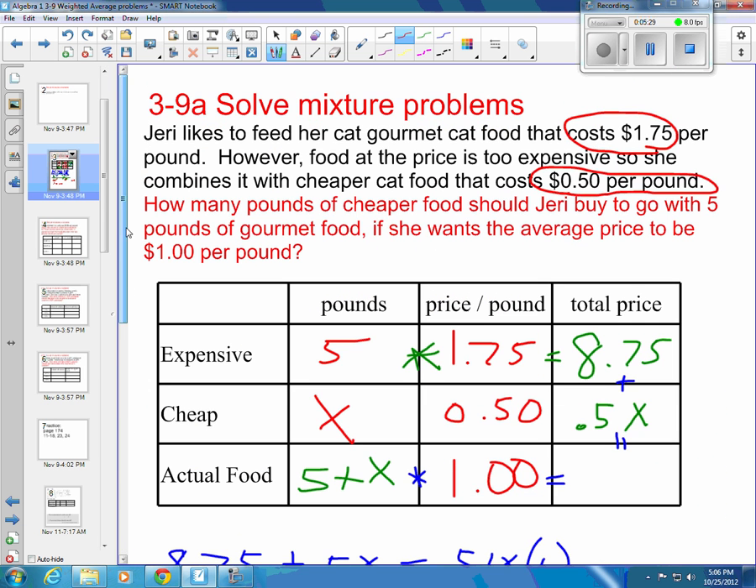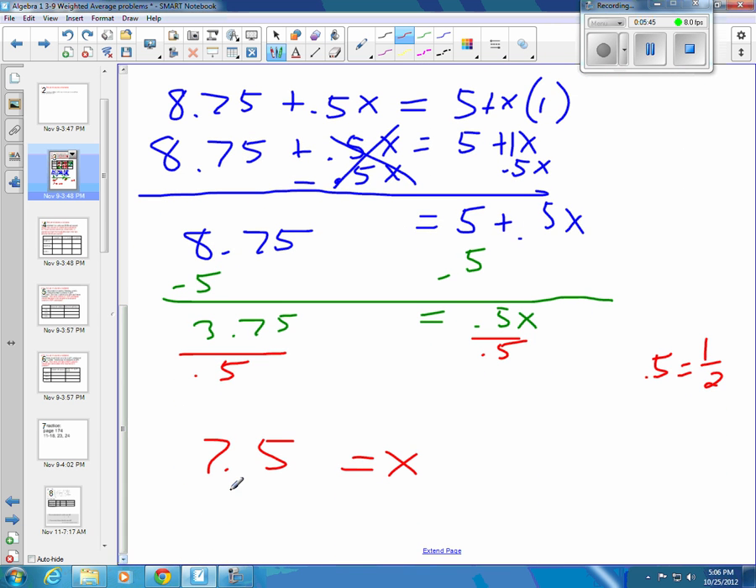We need to go back and reread the question and find out what we needed. So we want to know, how many pounds of cheaper food should Jerry buy? Well, here's our cheaper food, and this is our pounds. So x should be how many pounds we need. So we've got our answer. We just need units. So this is 7.5 pounds. And that is our final answer there.